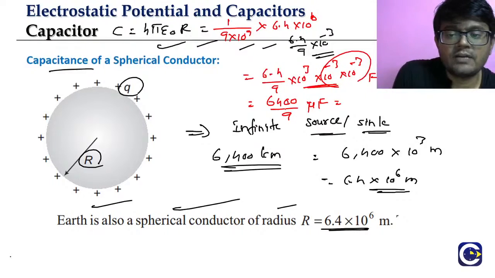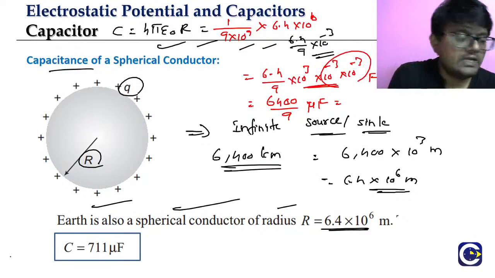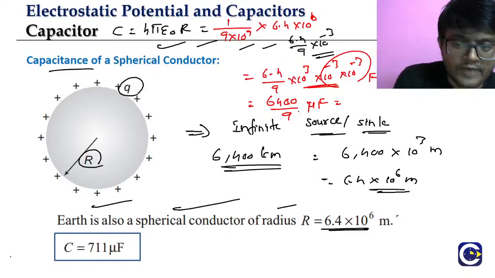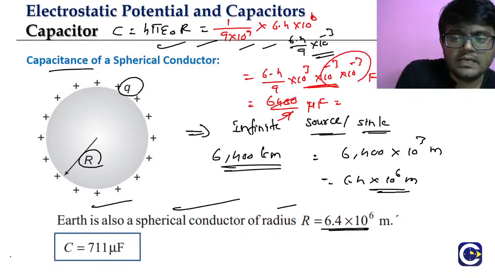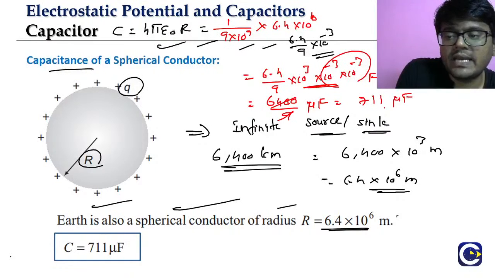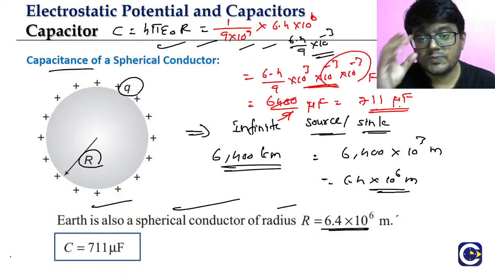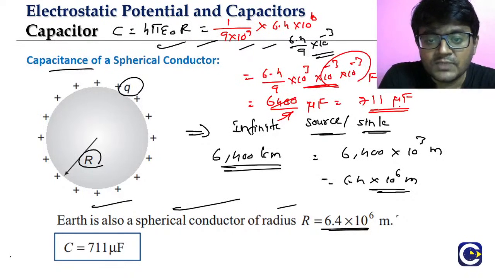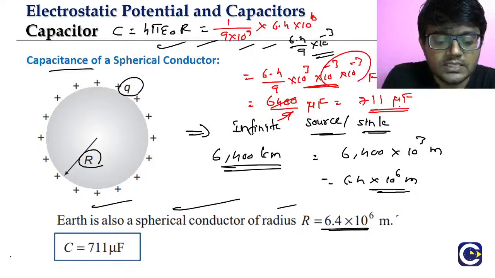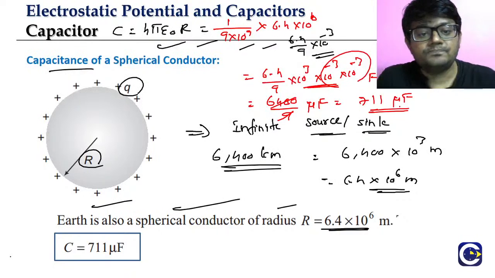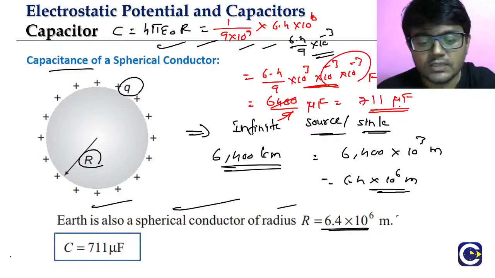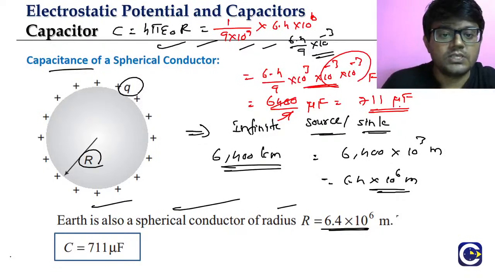So 6400 by 9 is approximately 711 microfarad. 9 sevens are 63, then a 10 comes, 9 ones, then a 10 comes again. So 711 microfarad. So if you consider the earth to be a spherical conductor, like a near sphere, with a radius of 6400 kilometer, then the capacitance value of this earth is 711 microfarad. So this is the spherical conductor.